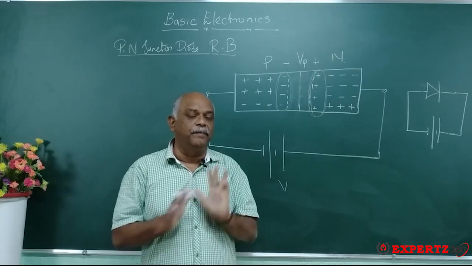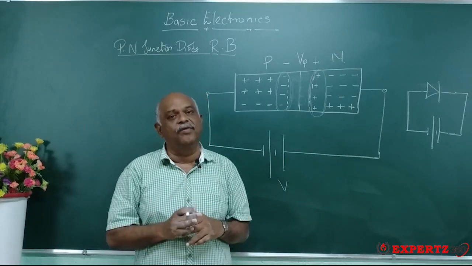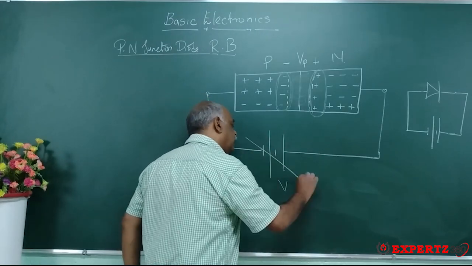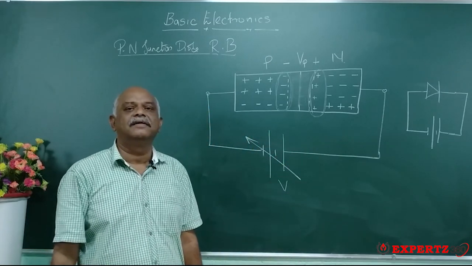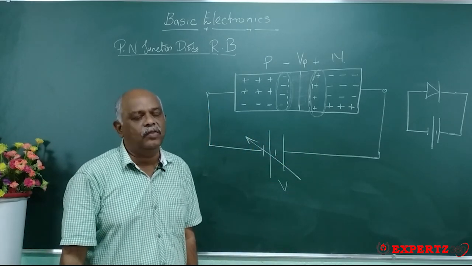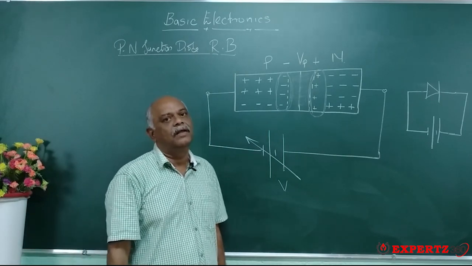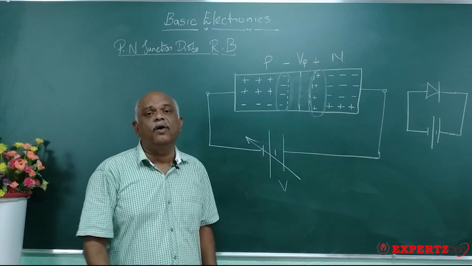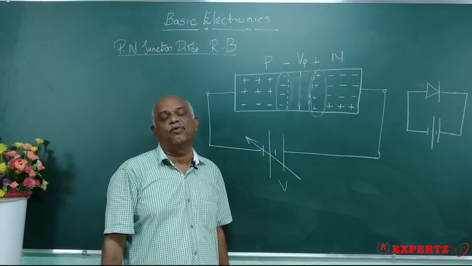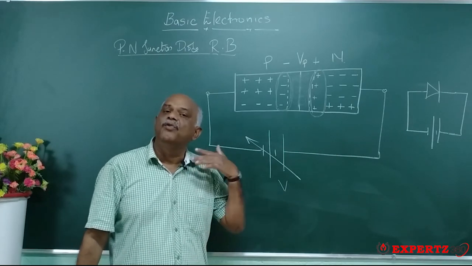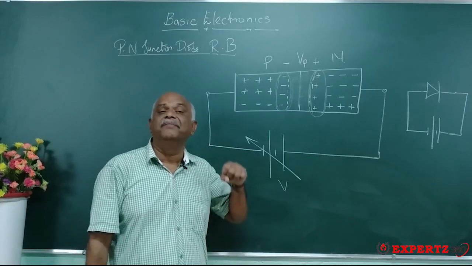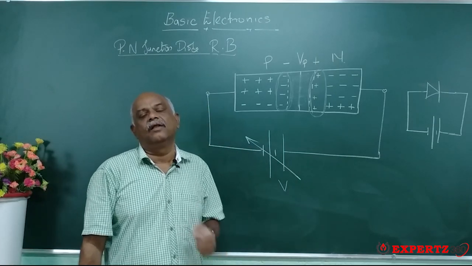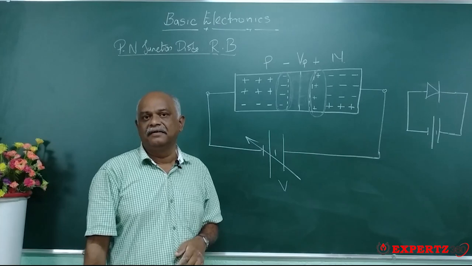Two, the potential barrier voltage increases. Three, the electric field strength increases as the negative reverse voltage is increased, or the biasing voltage is increased. So what happens? The barrier voltage is increased, the resistance is going to be increased. So naturally, there is no flow of majority carriers over there. Therefore, there is no current. So totally the current becomes zero. That means under reverse bias condition, there is no flow of current in a diode.